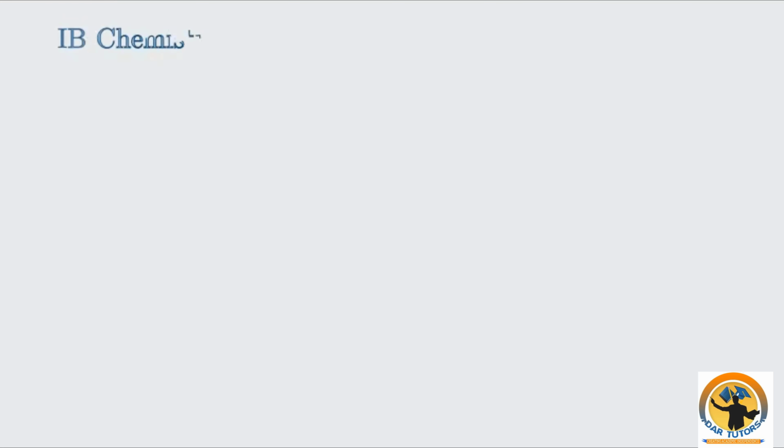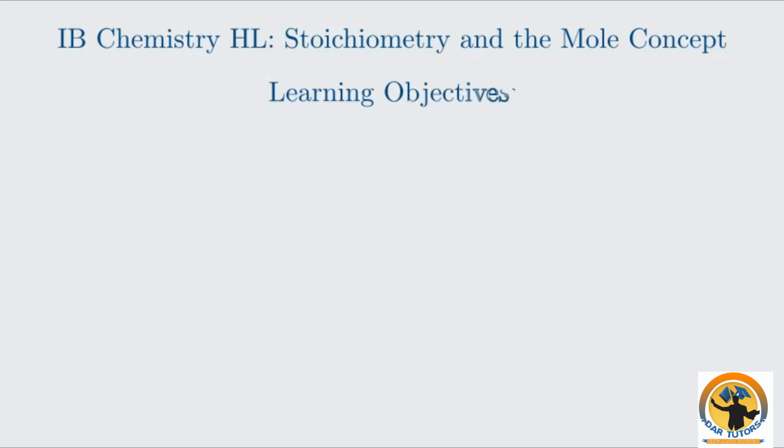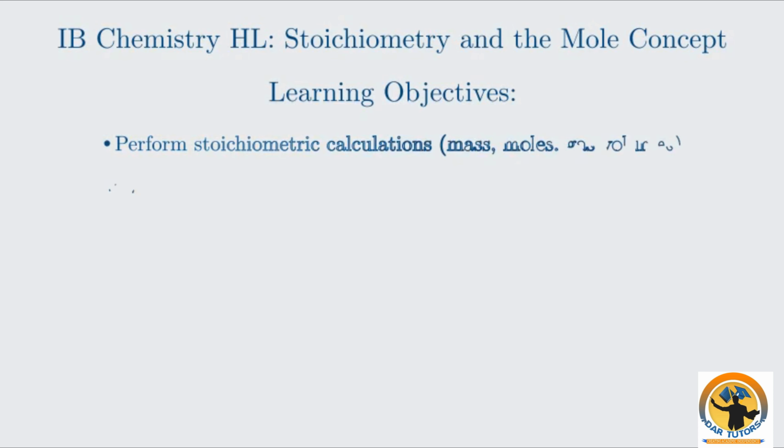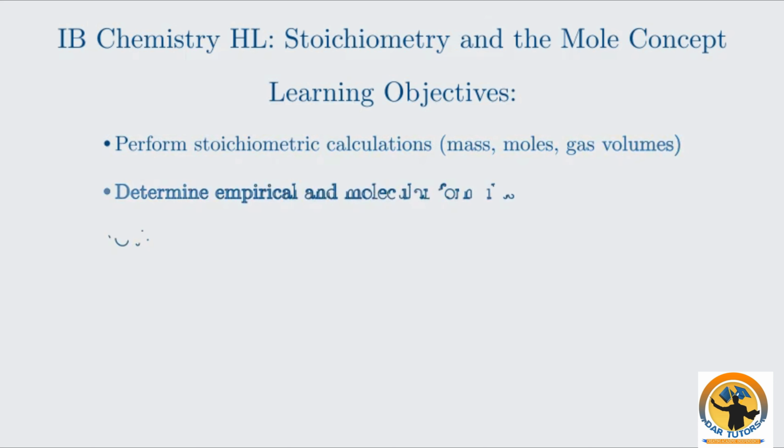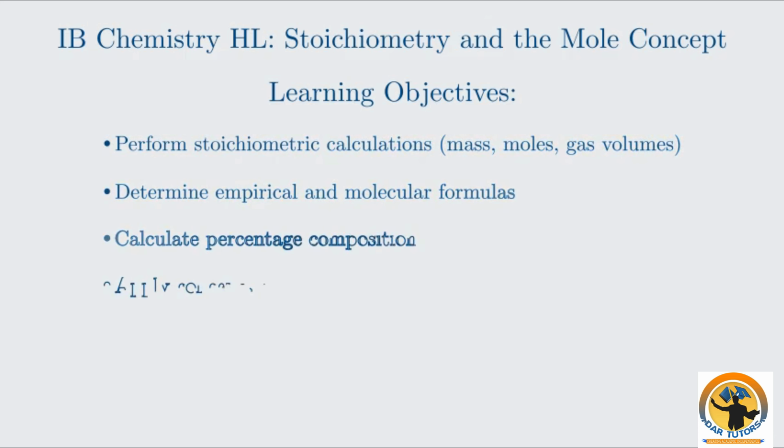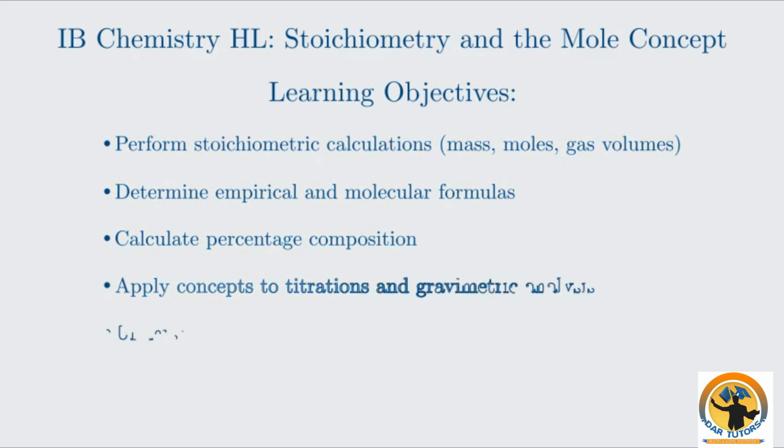Today, we will be focusing on the fundamental principles of stoichiometry and the mole concept, which are essential for IB chemistry higher level. By the end of this session, you will be able to perform stoichiometric calculations involving mass, moles, and gas volumes, determine empirical and molecular formulas, calculate percentage composition, and apply these concepts to experimental techniques like titrations and gravimetric analysis, while also understanding the propagation of uncertainties.